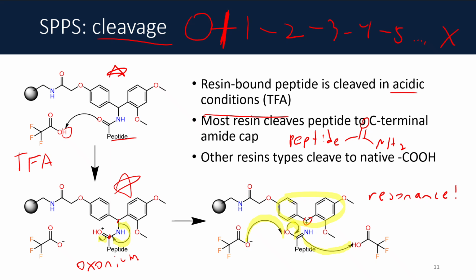But other types of resins out there, when you do this cleavage reaction, it's going to rearrange so that you end up in your expected free acid, like so. But those are a little more difficult to work with, and usually we use the C-terminal amide cap in the lab.